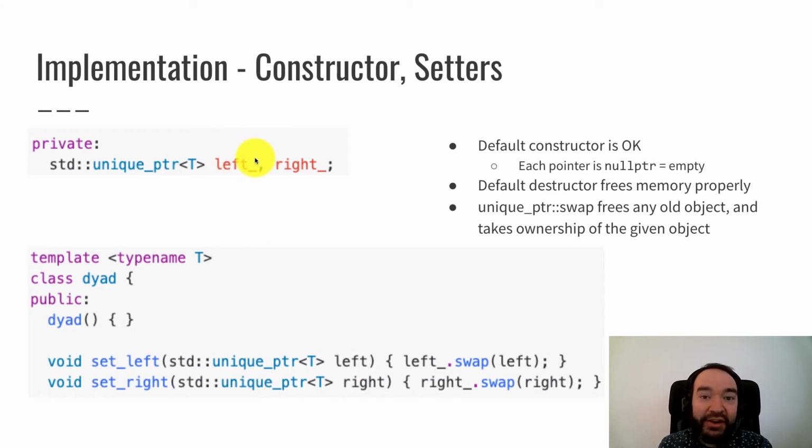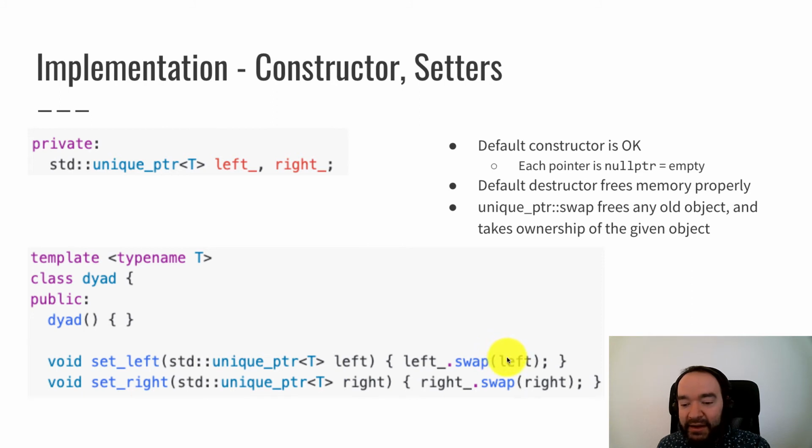This is always a little tricky when you're dealing with arguments that have the same names, but it's just something you kind of get used to. So what I'm doing is saying the data member swaps its contents with the passed in argument. So what that will do is the given T object for the left is now pointed to by my left pointer. So the dyad has taken ownership of this passed in argument.